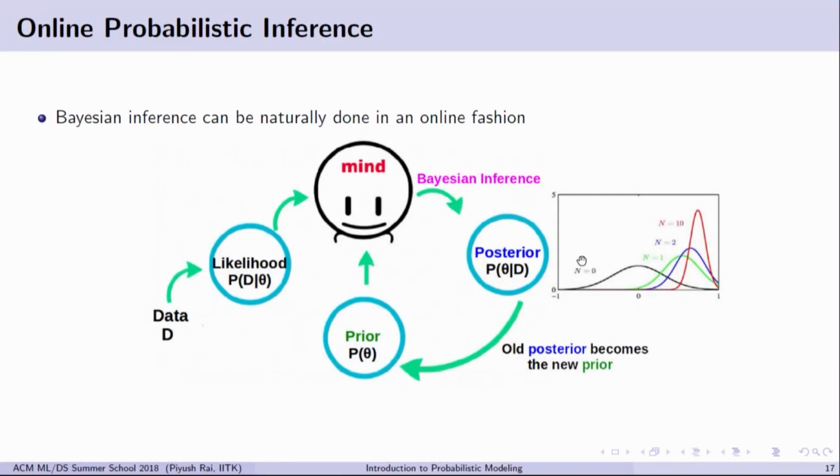So the picture on the right-hand side shows that when you start with, let's say, n equal to 0 observations, you have a very flat or very broad belief. But as you see more and more observations, your belief becomes narrower. You become more and more certain about the thing that you're trying to learn. So this picture encapsulates that idea.